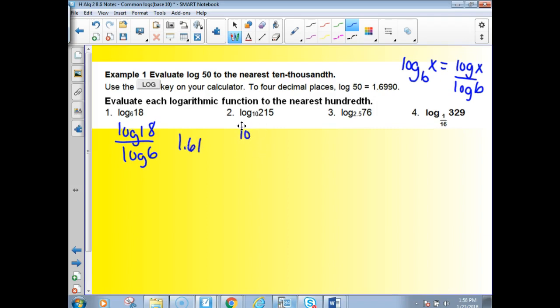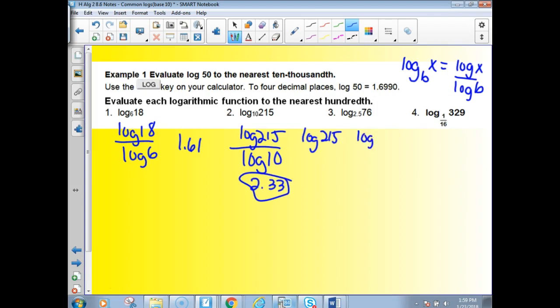Second one, you're going to do log 215 divided by log 10. Oh, by the way, did I need to rewrite that one? It's already base 10. So you could have typed log 215, but here's another reason why this is okay. The log of 10 is simply 1. It's 10 to what power is 10, so it's 1. So anyway, log 215 is all you have to type. And you should have gotten 2.33.